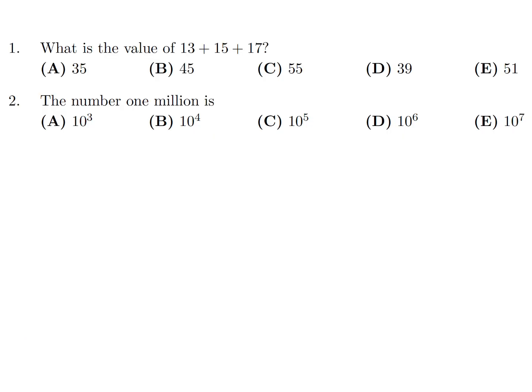What is the value of? Well, simple math, add it up, and you get 45, and therefore the answer is B. The number 1 million, well, let's write it out. 6 zeros, so that would be 10 to the power of 6, and that's D.